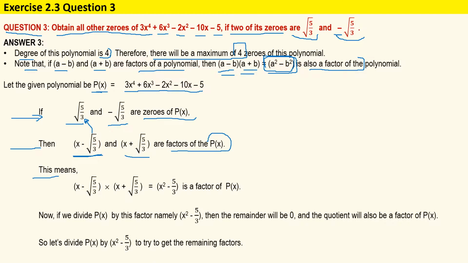This means that the multiplication of these two factors, that is x minus square root of 5 by 3 multiplied by x plus square root of 5 by 3, which is equal to x square minus 5 by 3, is also a factor of px. So now we know that x square minus 5 by 3 is a factor of px. So let's divide the given polynomial px by this factor x square minus 5 by 3, and then we should get the remainder to be equal to 0 because x square minus 5 by 3 is, let's say, a proper factor of polynomial px.